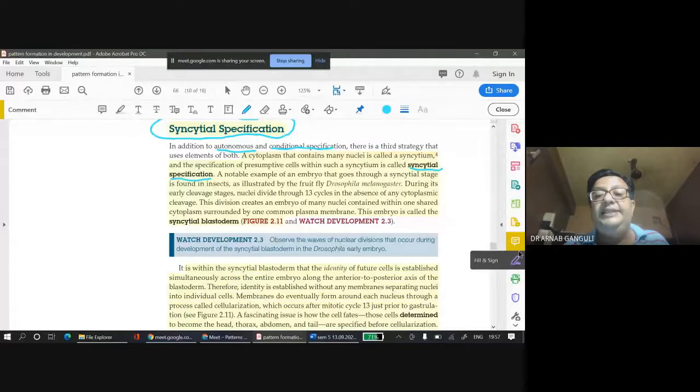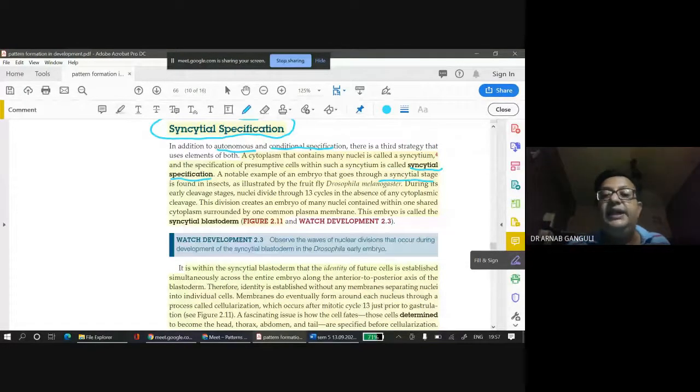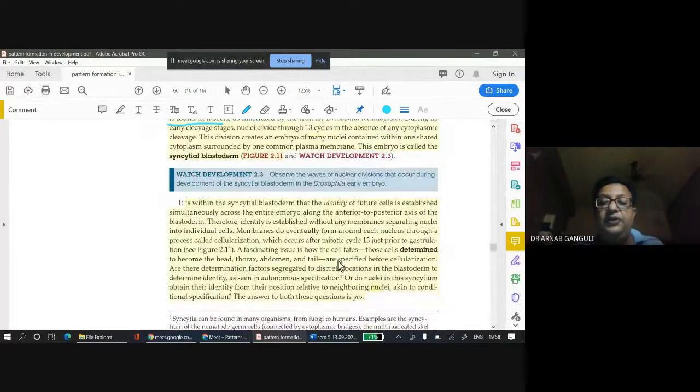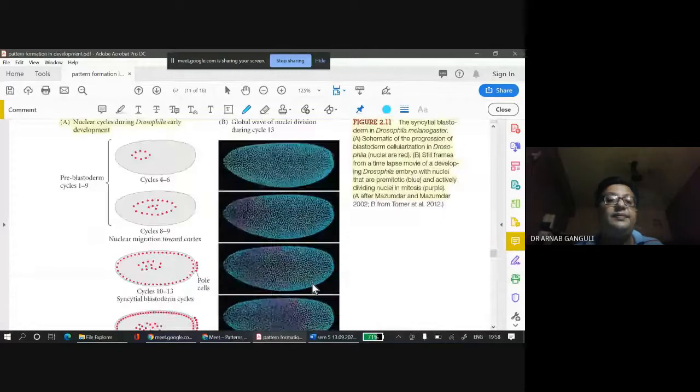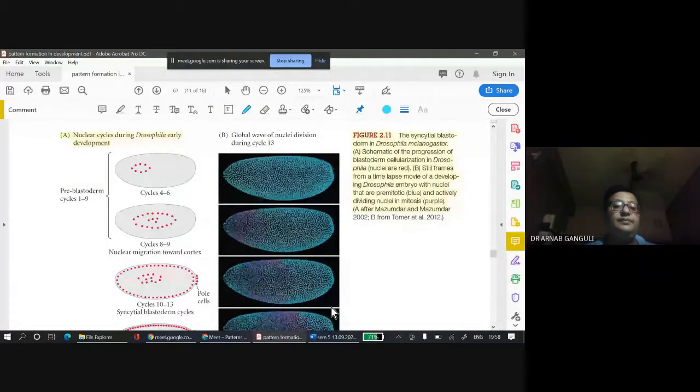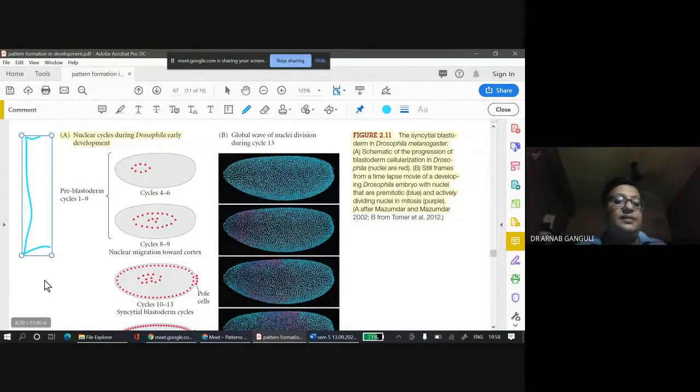So a notable example of an embryo that goes through a syncytial stage is found in insects. It is found in Drosophila. So let us see the development of Drosophila. This is the pre-blastoderm cycles.